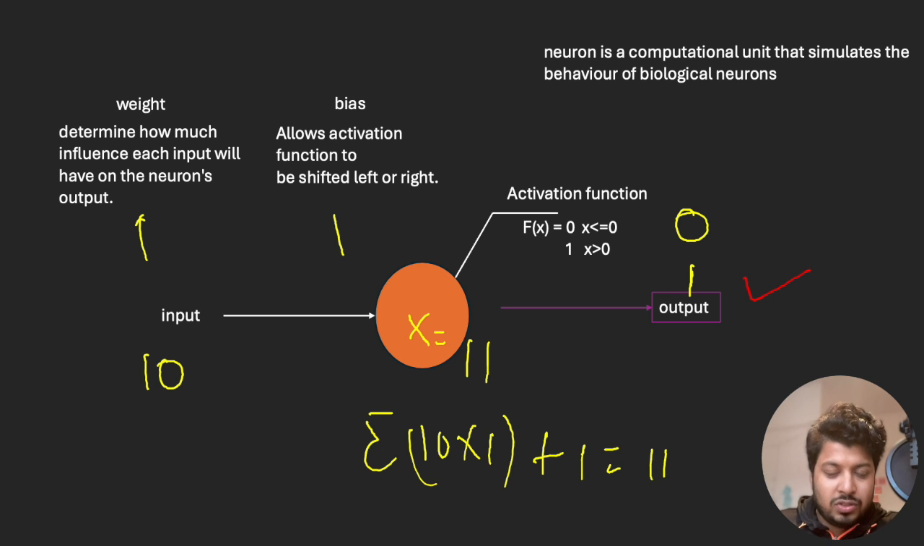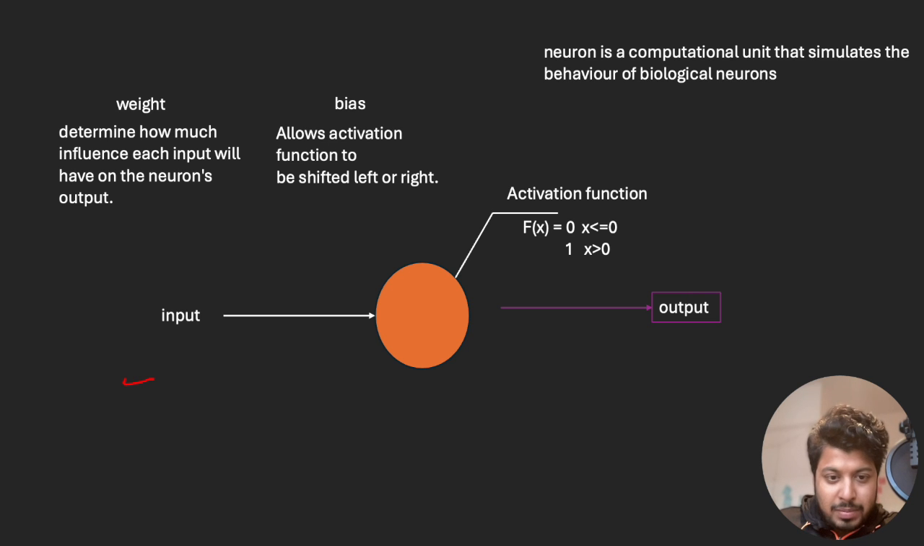Now let me give you a scenario in which it is not activated. Suppose the input here is minus 10. The weight is still 1 here, and the bias is still 1 here.